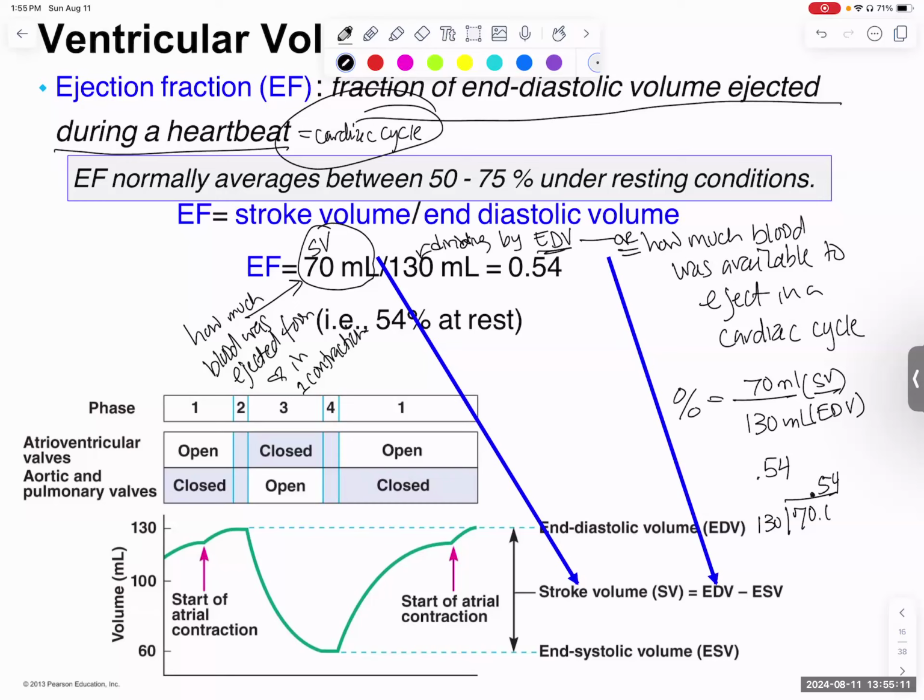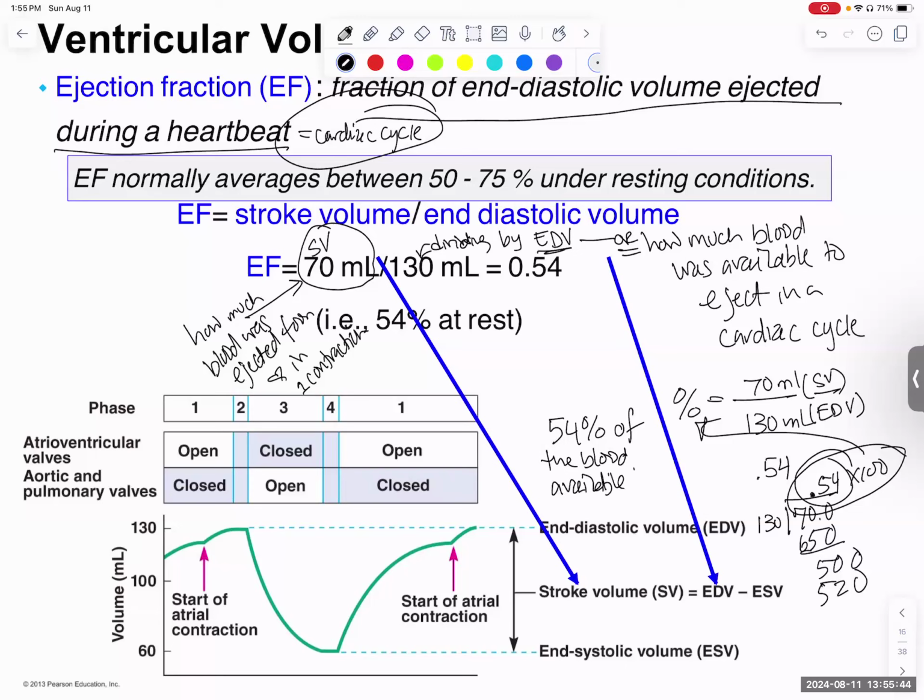And so it ends up, I mean, I could do the math. So 5, it's 15, 650. You can bring down the 5, you add another 0, that's 4, and that's 12. And so we're rounding up to get 0.54, and then you multiply by 100 to get that percentage. It's 54%. So 54% of the blood available to eject was ejected.